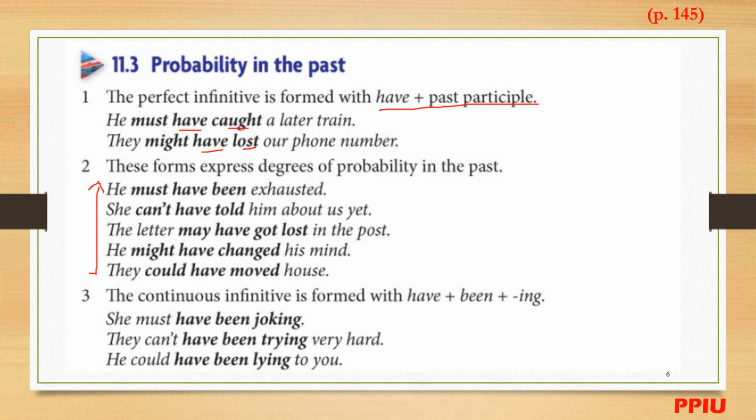The continuous infinitive is formed with have plus been plus verb-ing. She must have been joking. Have, been, and verb-ing. They can't have been trying very hard. He could have been lying to you. Have been verb-ing. So in this part, we just talk about probability in the past, which we form with what we can call the perfect infinitive.